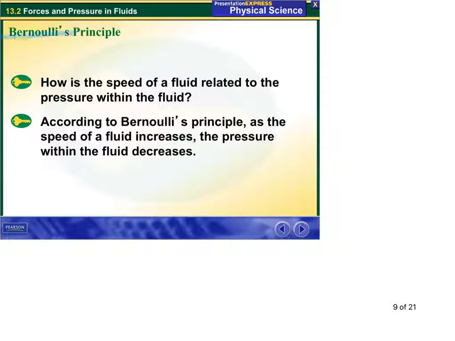And we get the thing we call Bernoulli's principle. According to Bernoulli's principle, as the speed of a fluid increases, the pressure within the fluid decreases.